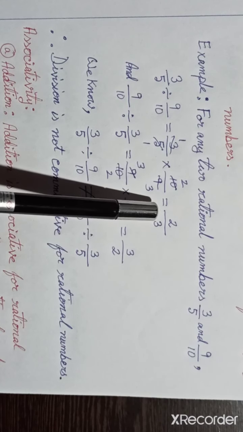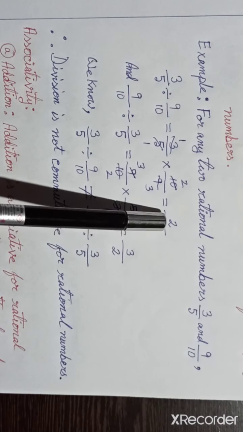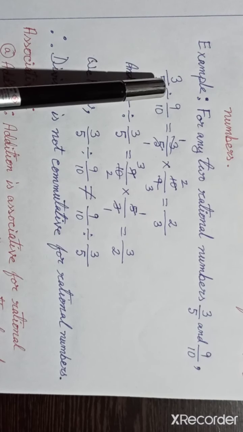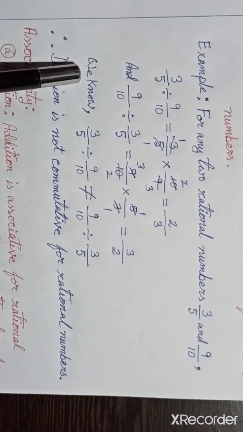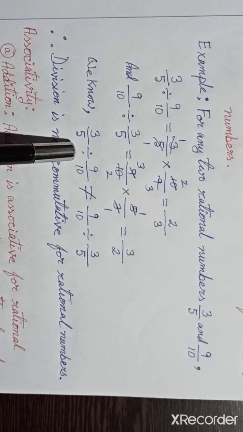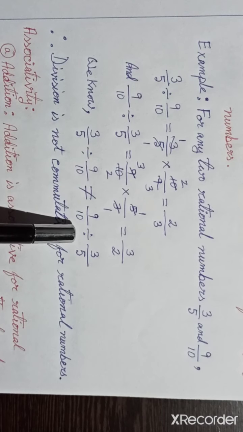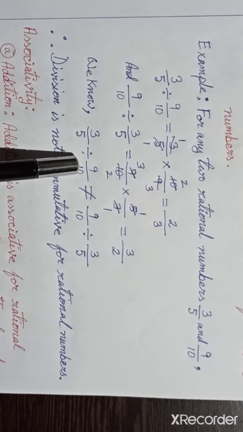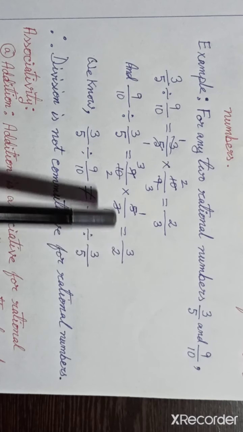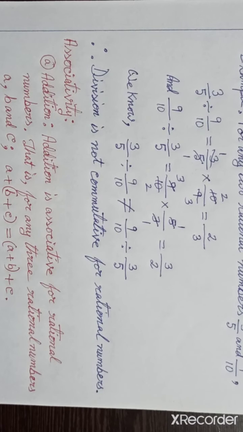We see that here the answer is 2 by 3, and in this case the answer is 3 by 2. So the two answers are different. So the first one is not equal to the second one. We know these numbers: 3 by 5 divided by 9 by 10 is not equal to 9 by 10 divided by 3 by 5. These two are not equal, since 2 by 3 is not equal to 3 by 2. Therefore, division is not commutative for rational numbers.